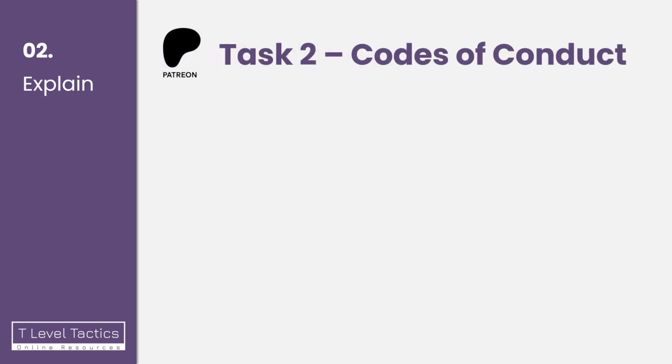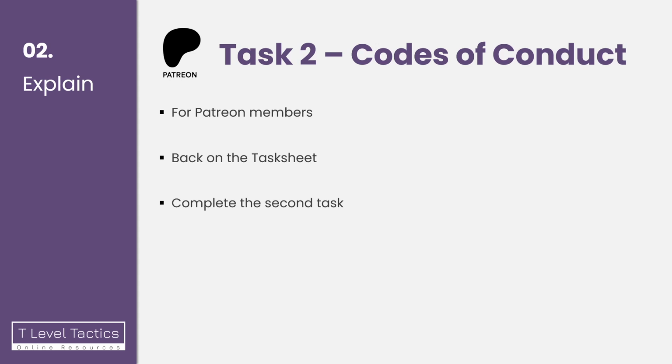So if you're a Patreon member, it's time to take a look at Task 2, which is all about codes of conduct. So head back to the task sheet and have a go at that second task. This one's going to take you about 20 minutes. So pause the video here, head to the task sheet, have a go, and then come back and we'll move on to the third section of the video.